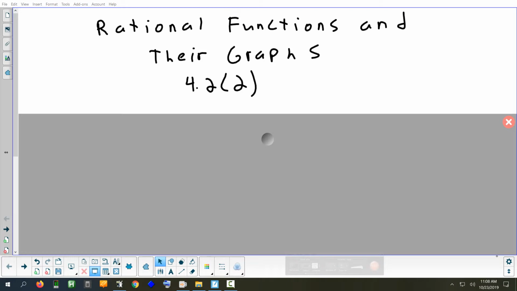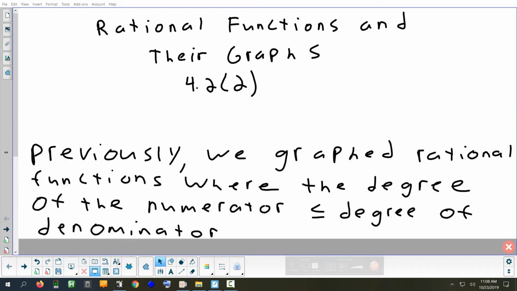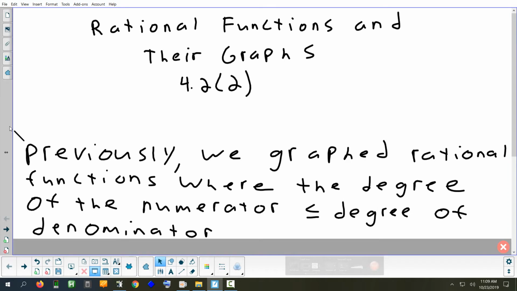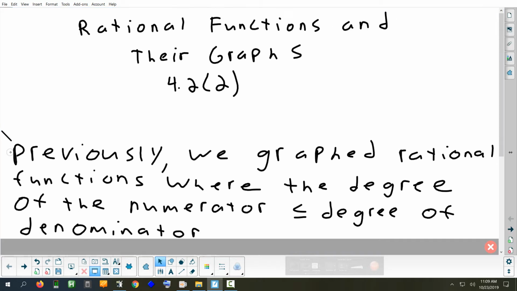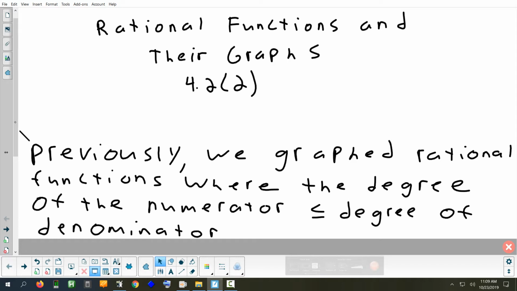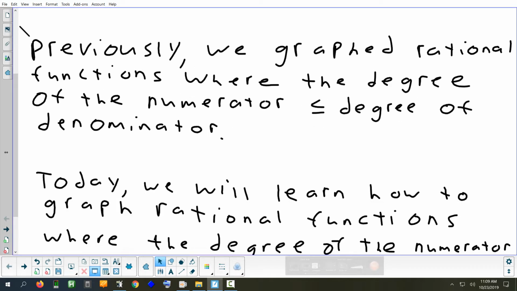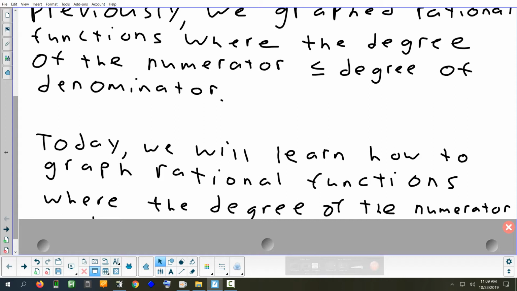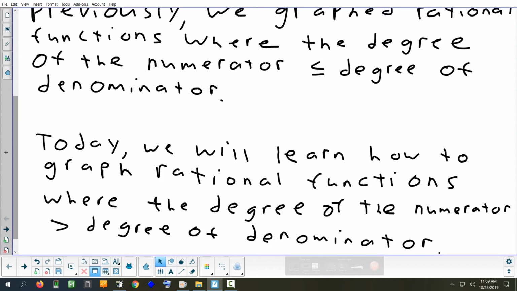All right, so we're going to finish up section 4.2, basically looking at changing which part of the fraction now has the higher exponent. Yesterday, it was always the denominator that had the higher exponent, or they were equal. So that's what we did yesterday. Today we're going to look at what happens when the degree of the numerator is larger.